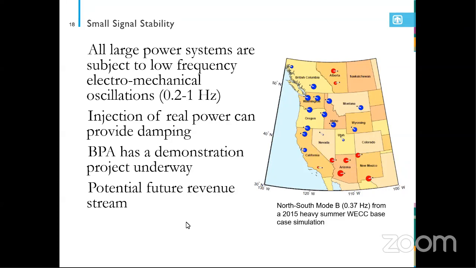You can improve these oscillations by injecting real power at different points in the grid. The map on the right shows one of these typical modes. So this is a north-south B mode in the Western US. So you have the blue dots are basically oscillating against the red parts of the system. Sandia had a project with Bonneville Power Administration where we demonstrated modulating a HVDC link that runs up the west coast of the US to improve small signal stability. It is a potential future revenue stream for energy storage, but at this point, it's probably 10, 20 years out.